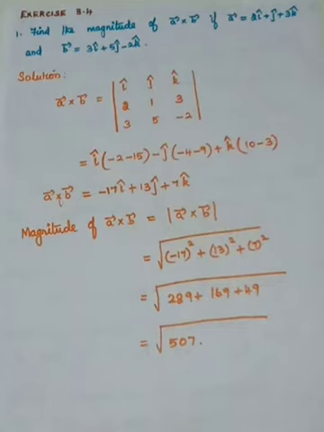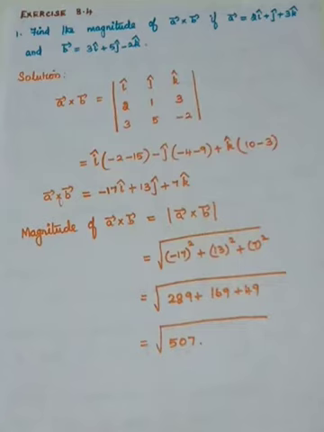Okay, so here what is asked? Find the magnitude of A vector cross B vector. So first we have to find what is A vector cross B vector, then only we can find the magnitude of it. Okay, so A vector cross B vector.